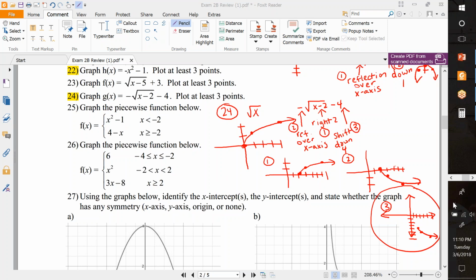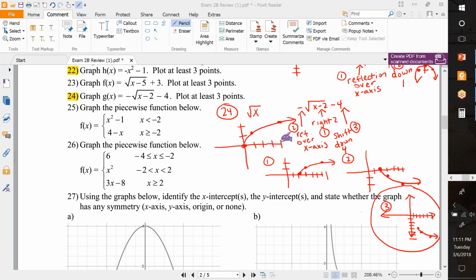All right, so this brings us to our final 3 questions. 25 and 26 are piecewise, and then 27 is actually the first question on the test. You just have to tell me if this has one of those 3 symmetries or none. Can you fold it over the y-axis, the x-axis, the origin, or none? And then you have to tell me what the x and y intercepts are.